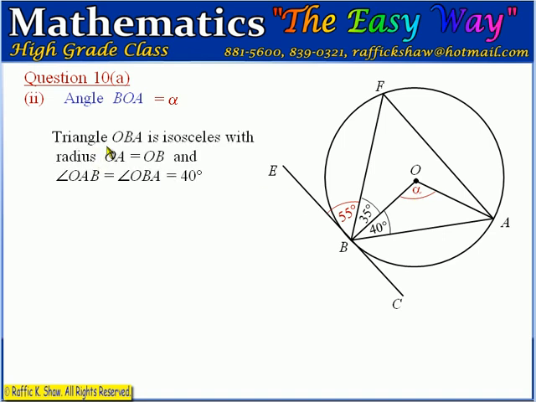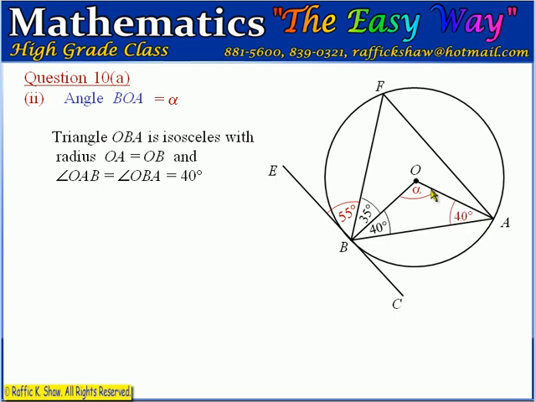So let's state that first. Triangle OBA is an isosceles with the radius OA being equal to OB. OA is equal to OB, and therefore angle OAB is equal to angle OBA, as these two angles must be equal, and they're each 40 degrees. So we can show this 40 degree angle on the diagram right here.